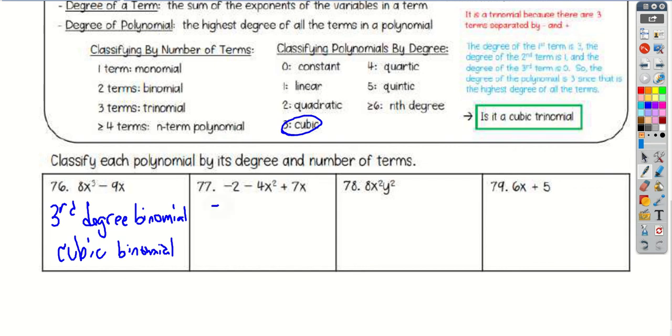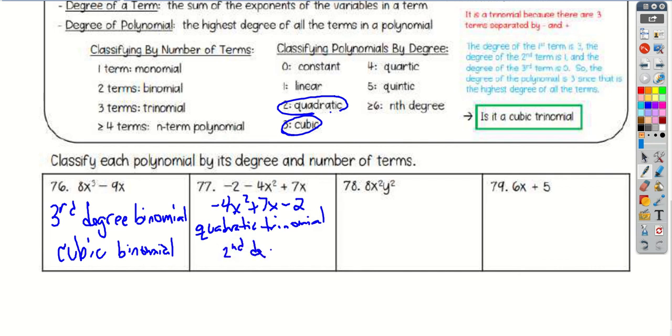Here we're going to list this in standard form, so negative 4x squared plus 7x minus 2. This is a trinomial. You can see the highest degree is the negative 4x squared. This is a quadratic, so we're going to say this is a quadratic trinomial, a second degree trinomial. And if you wanted to say second degree, go for it, instead of the word quadratic.